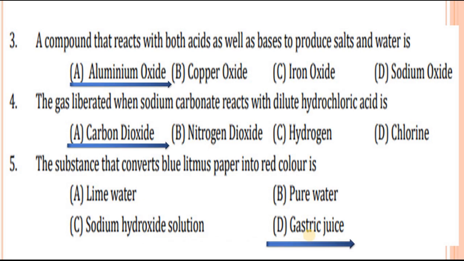So students, remember that blue litmus turns red in acidic medium. So you should remember that ABR: acid turns blue litmus into red. If you take the reverse, that is, base turns red into blue. So remember these 3 alphabets, A, B, R.